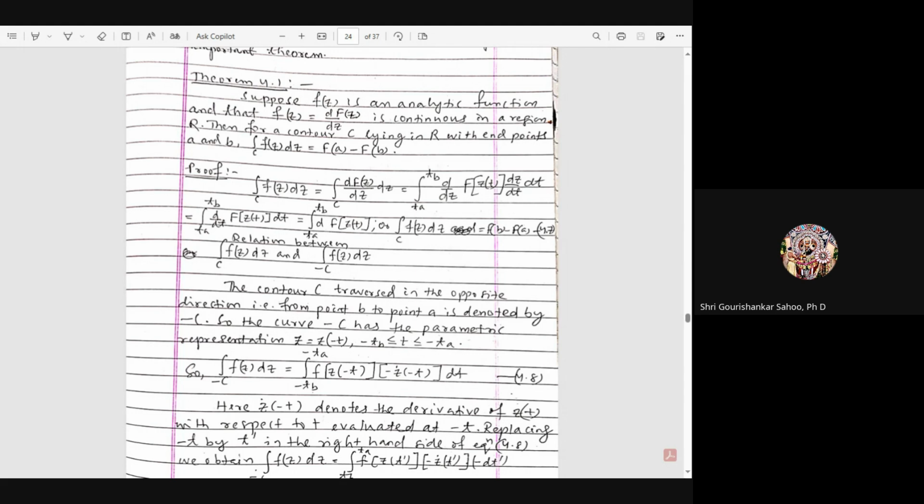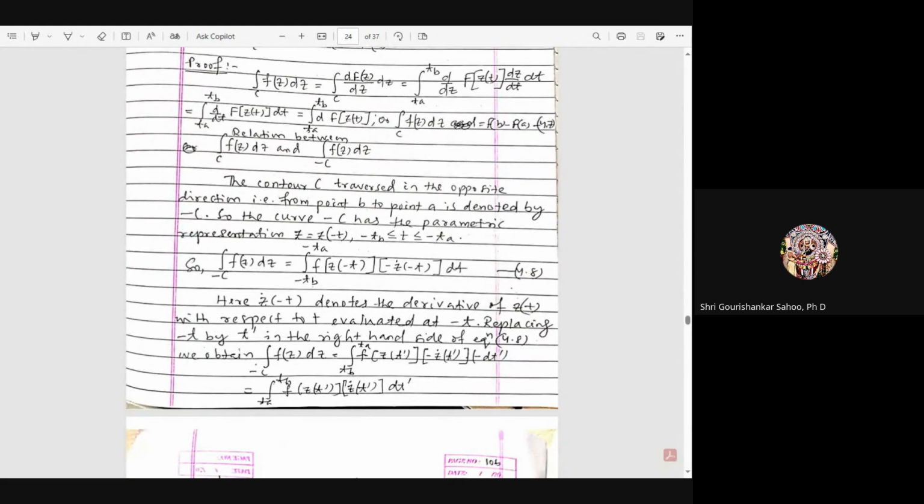And your integration over C of f(z) dz and integration over minus C of f(z) dz, there is a relation. The contour C is traversed in the opposite direction. In the first case, the contour is traversed in one direction, and in the second case in the opposite direction. C is from A to B, and minus C is from B to A.